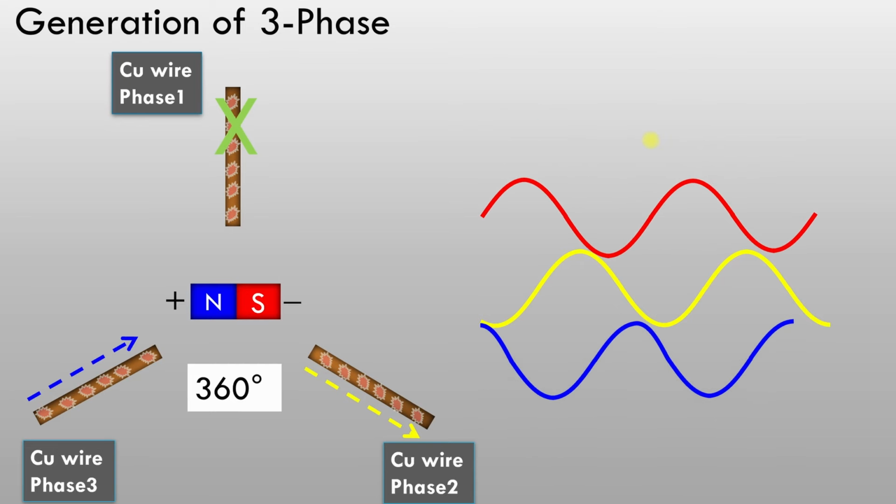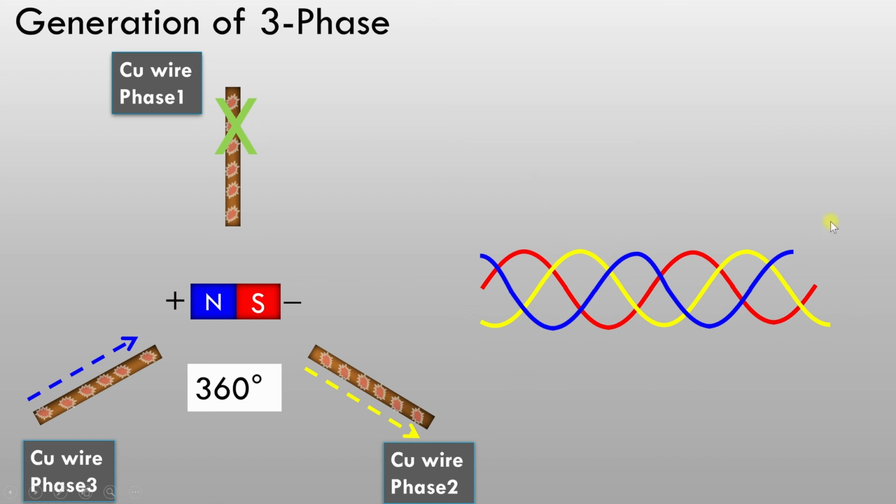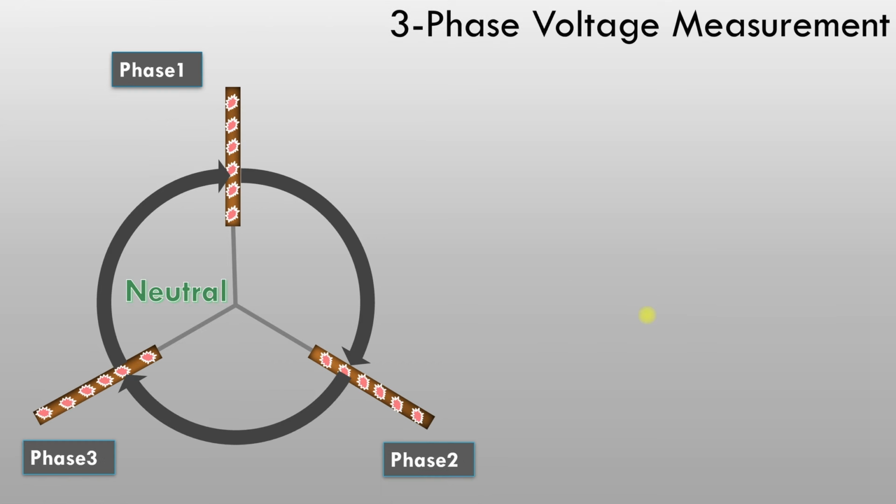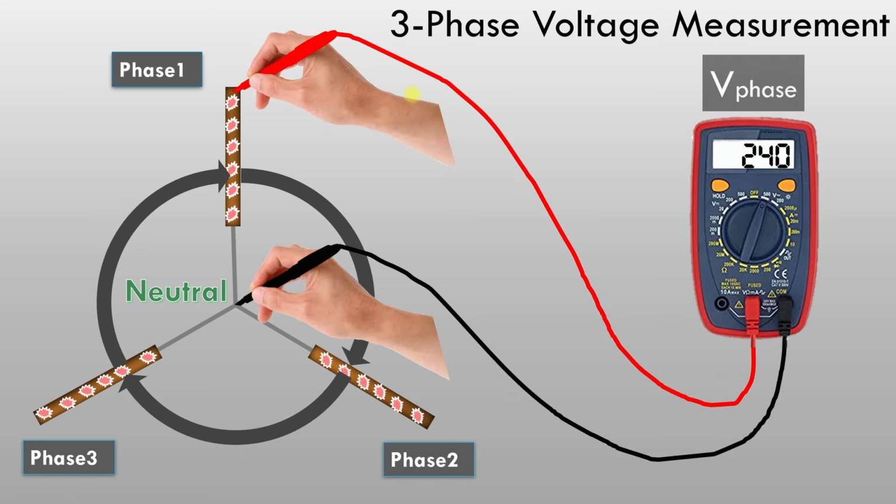So when we see 3-phase power, we see it like this. But there are actually 3 different phases 120 degrees apart from each other. Now let's see what we get when we measure the 3-phase voltage. If we measure the voltage from the common point to the first phase, we will get 240 volts. This is the actual voltage which we get in our homes.